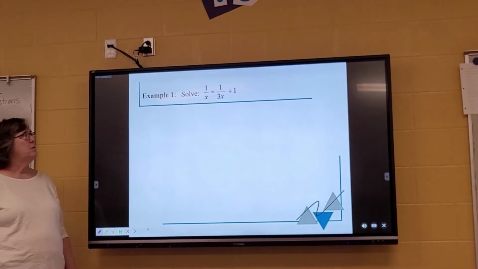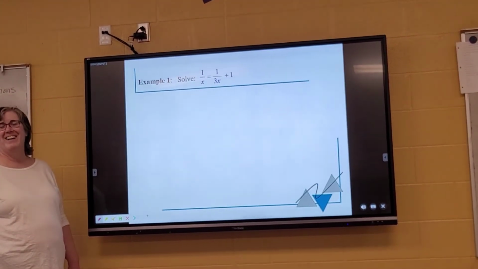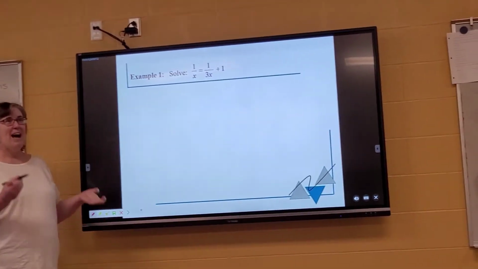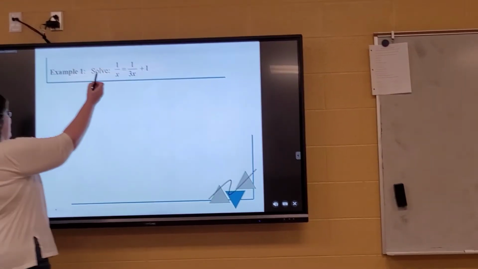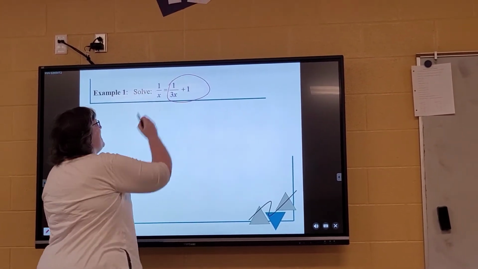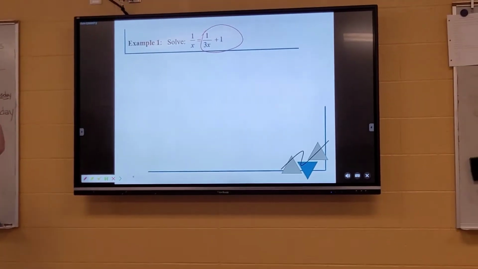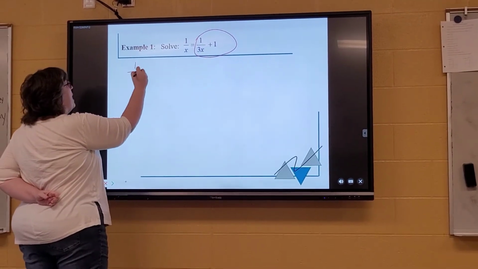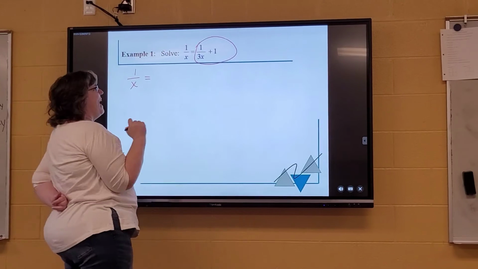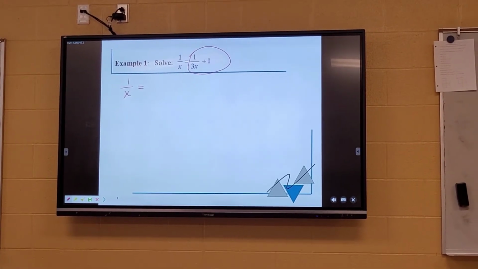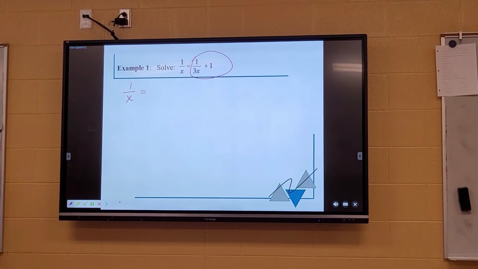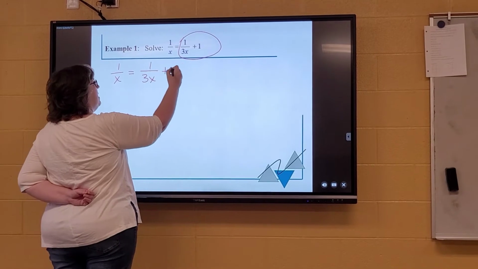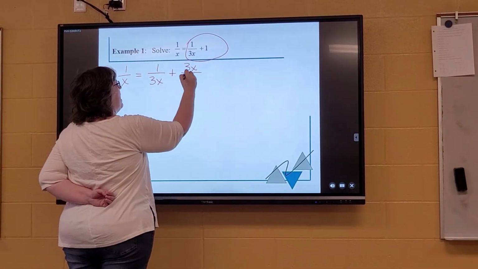See, it says, example 1, solve 1 over x equals 1 over 3x plus 1. Right, so for this example, I'm going to have to do step 1 because this side of my equation is not just one big fraction, right? It's a fraction plus the number 1, so I need to fix that. So the first step is to add those two numbers, and to add fractions we need a common denominator, which is 3x. So the number 1 becomes 3x divided by 3x.